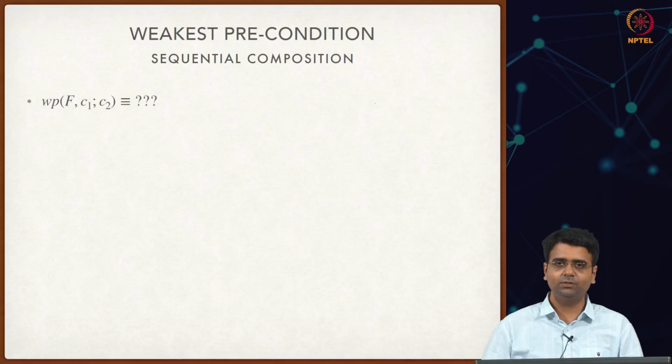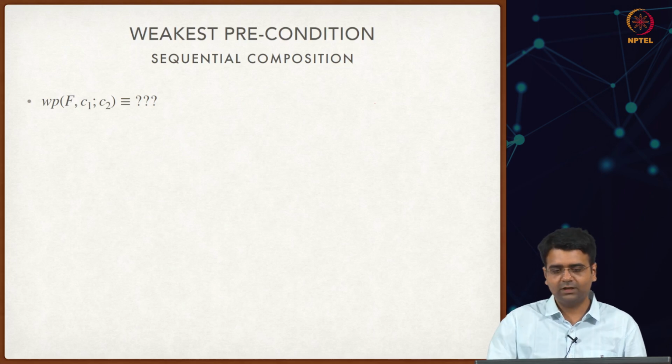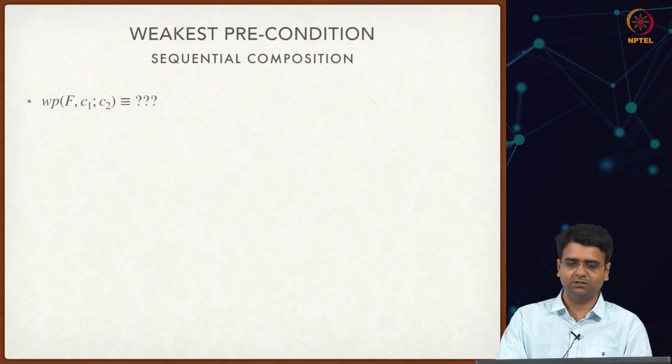We are looking at weakest precondition, and we have covered all the primitive programming statements from the IMP programming language. So now we want to look at the compound programming statement. First we look at sequential composition. How to calculate the weakest precondition of f for the program C1 semicolon C2?